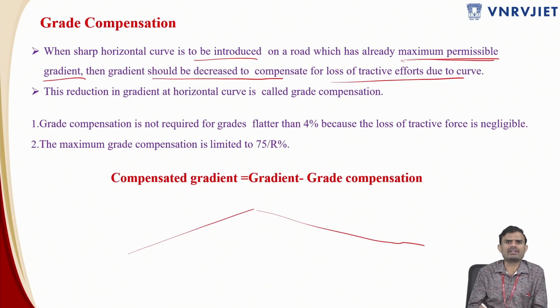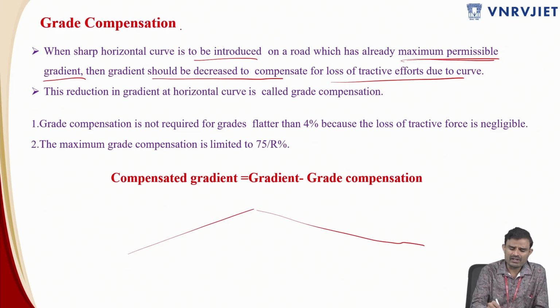So you are already having gradient which is going to reduce the speed of the vehicle, and it is going to have some impact on the speed of the vehicle. But at the same time you are also providing a horizontal curve, and that is also going to have a combined effect or more aggravated effect on the vehicle. So because of which you have to reduce the effect of horizontal curve or the gradient. So that is what you have to do.